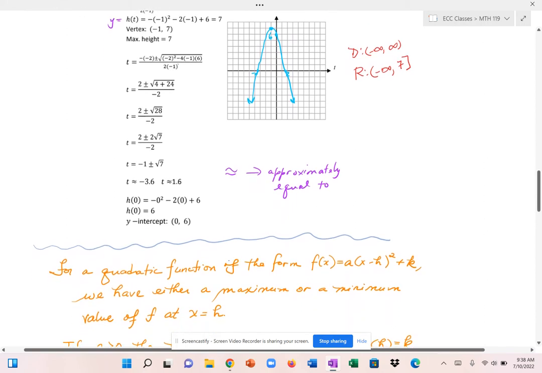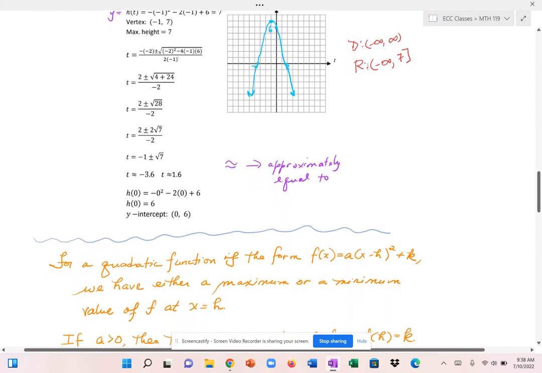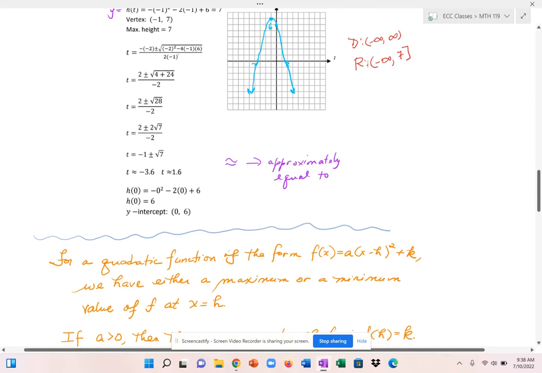So when your function is in the form of standard or transformation form, which is f of x equal to a times x minus h to the second power plus k, then you'll have either a maximum or a minimum value of f at the value of x equal to h, because remember that h coordinate is the x coordinate of the vertex.